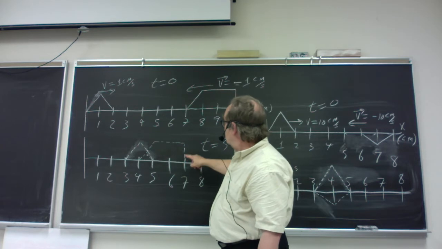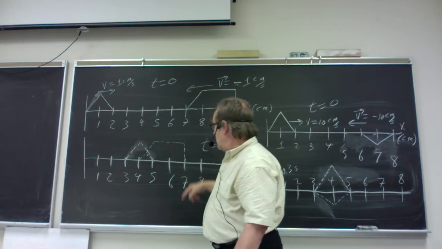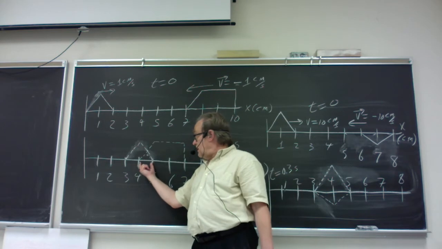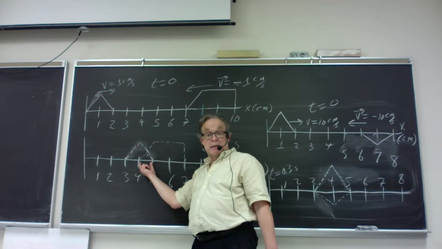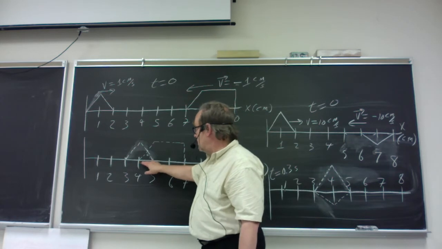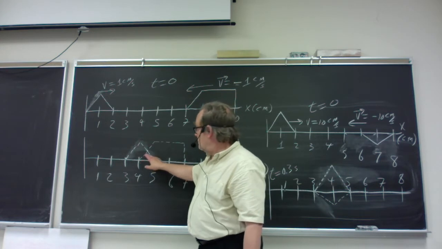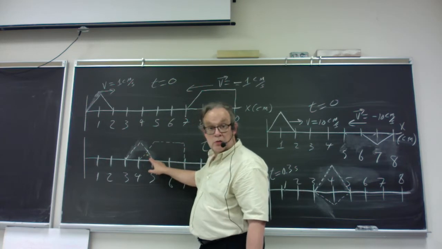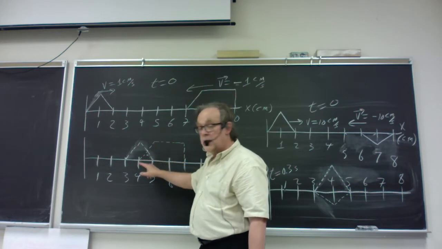So this pulse will now be here. And notice here between 4 and 5, you've got two different pulses in that range simultaneously, at the 3 second mark. So the actual displacement of these bits of string will be equal to the displacement you'd get from this all by itself, plus the displacement you'd get from this all by itself.